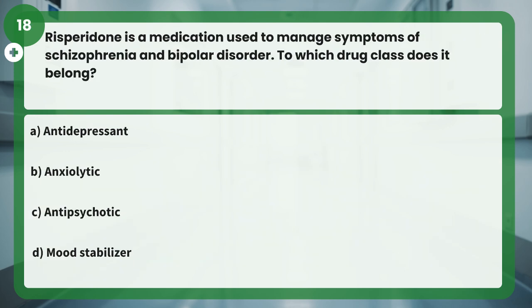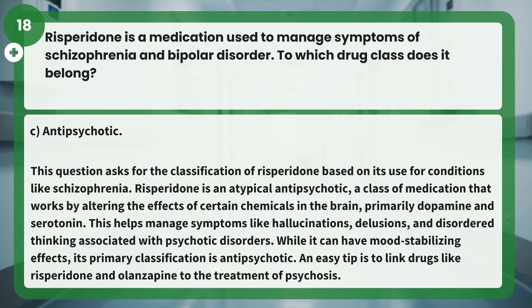Question 18. Risperidone is a medication used to manage symptoms of schizophrenia and bipolar disorder. To which drug class does it belong? A. Antidepressant. B. Anxiolytic. C. Antipsychotic. D. Mood stabilizer. Answer C. Antipsychotic. This question asks for the classification of risperidone based on its use for conditions like schizophrenia.